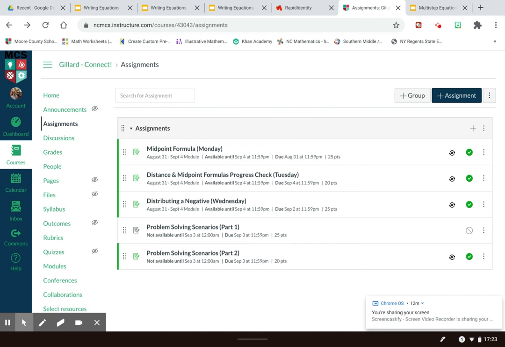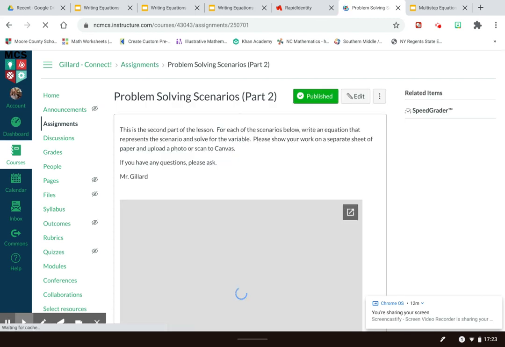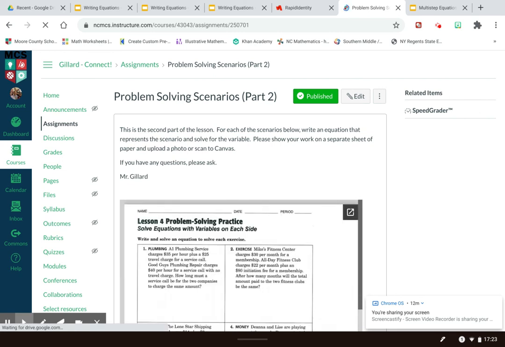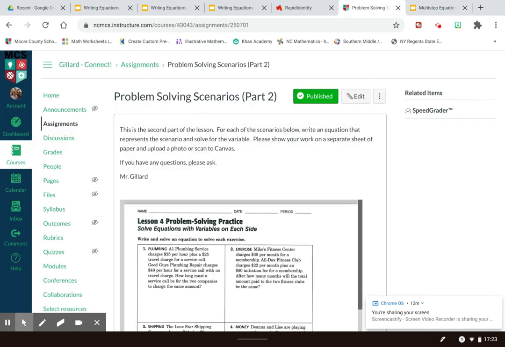Then the next one is going to be problem solving scenarios part 2. So when you open that one, this is just simply 6 more problems that you need to do, but this is going to go a step further. You need to actually solve these, whereas the multi-step equation match is just matching the proper scenario to the equation. For the problem solving scenarios part 2, you're actually going to solve them.